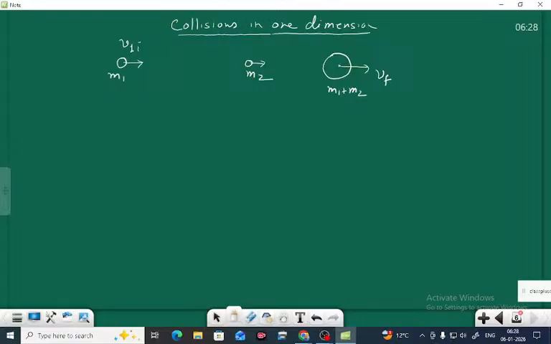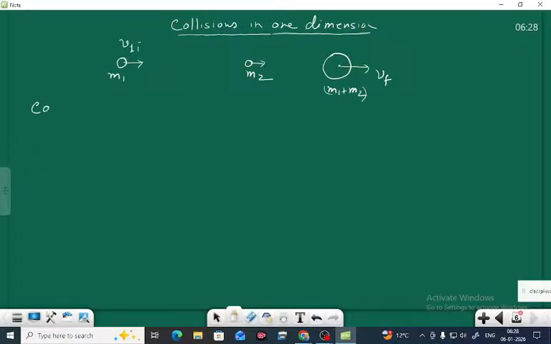Let us consider a completely inelastic collision. That is, after the collision, the masses M1 and M2 will join with each other, and we get the combined mass M1 plus M2. This is the final velocity of the total mass, which we will find after the collision.